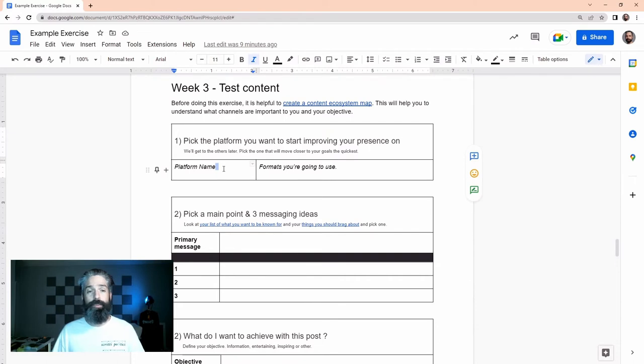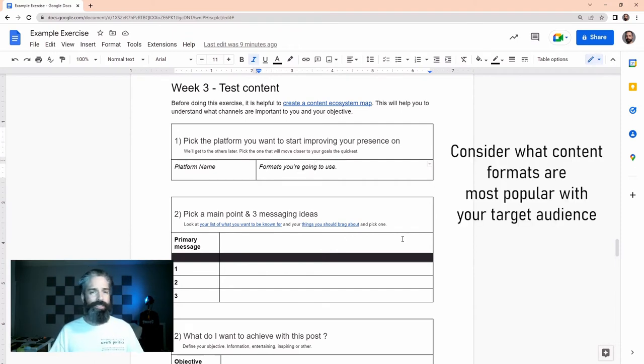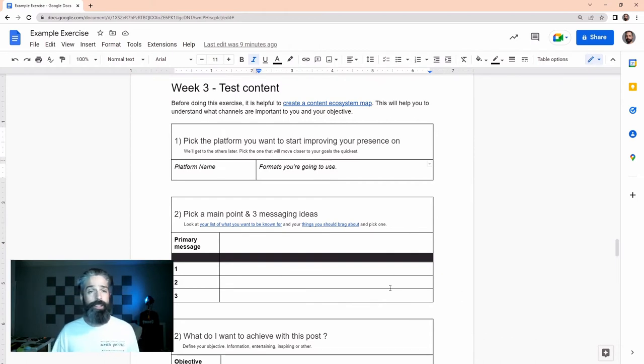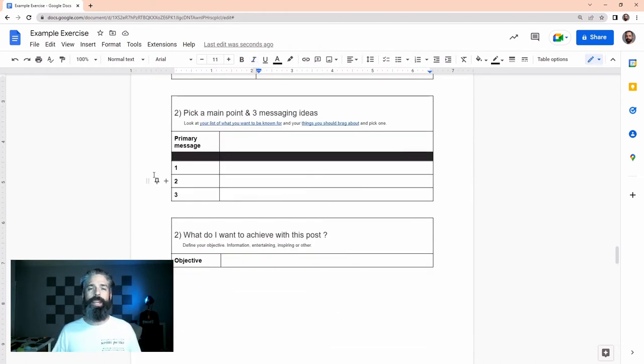You see here, we have the platform name, so you could just put Twitter, and then the formats that you're going to use so that when you get lost or overwhelmed, you have a reminder that you're sticking to this small set of subformats. A big thing to do if you're starting from zero is to not get overwhelmed doing everything.